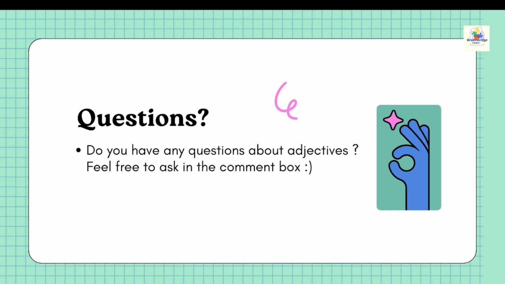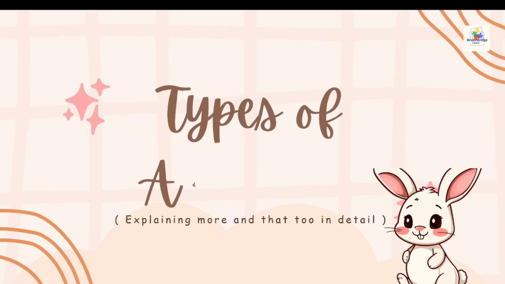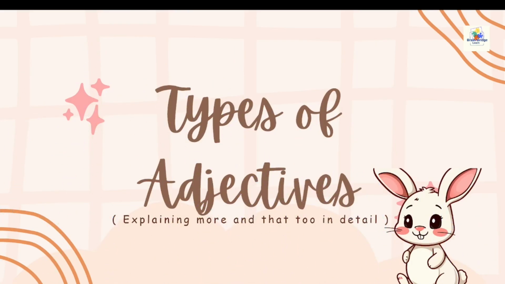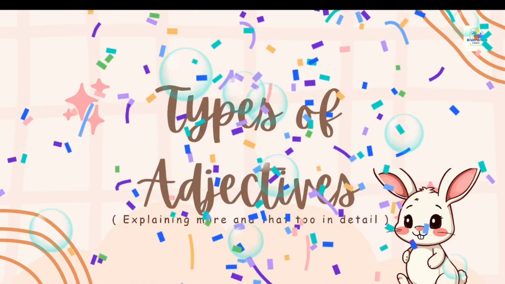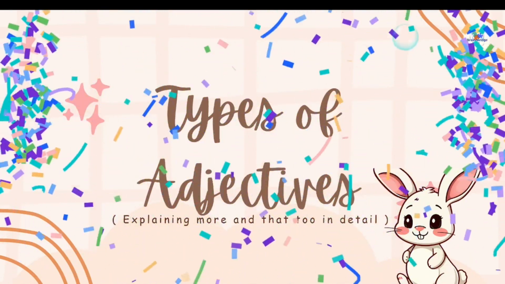Now we are going to learn something in more detail. So, theme change. We have types of adjectives. Here we will explain more than we earlier did, explaining more than that in detail.